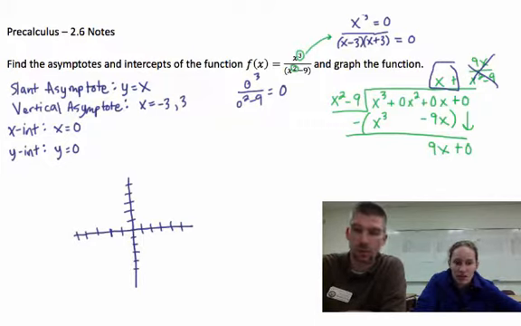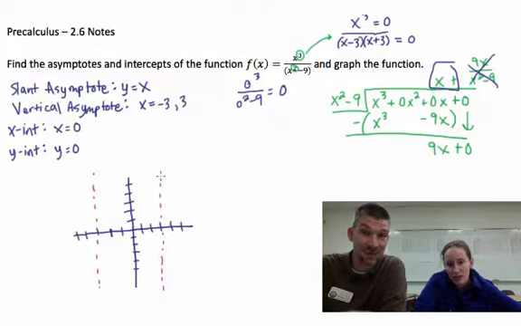Okay, so we have a vertical asymptote at negative 3, a vertical asymptote at positive 3, and a slanted asymptote at y equals x. So that's a line that goes through 0 and has a slope of up 1 over 1.